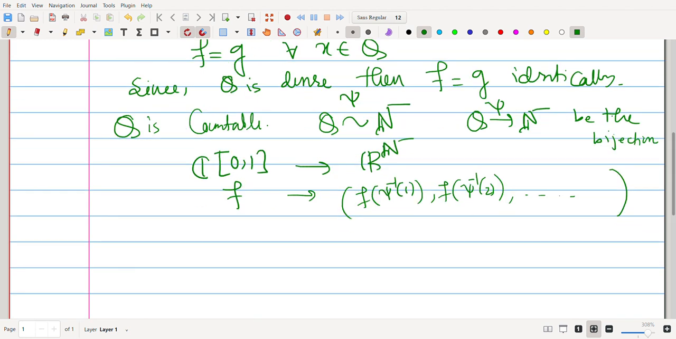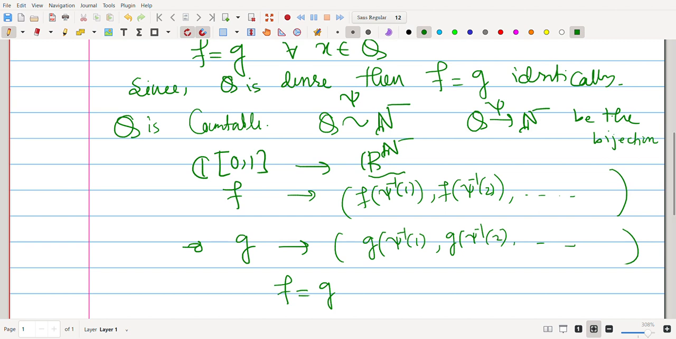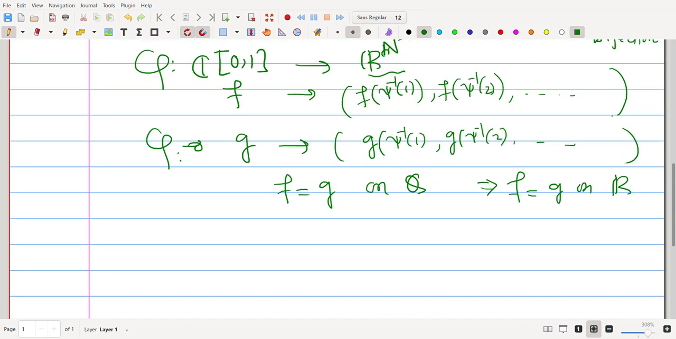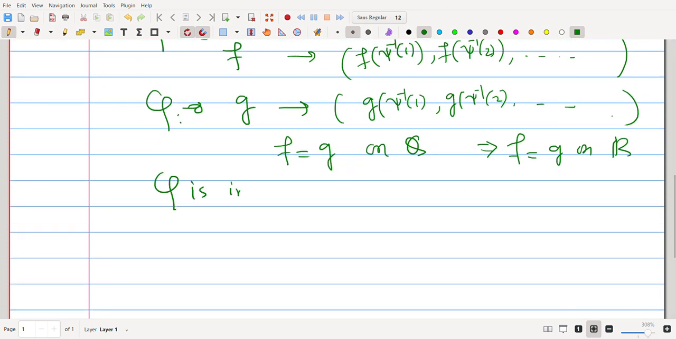Now if the images of f and g are the same, this is the sequence, right? So if the images of f and g are the same, that means f equals g on Q, because here all the rational numbers are already being counted, right? So f equals g on Q, that will imply that f equals g on R. That means this map phi is injective. Hence phi is injective.